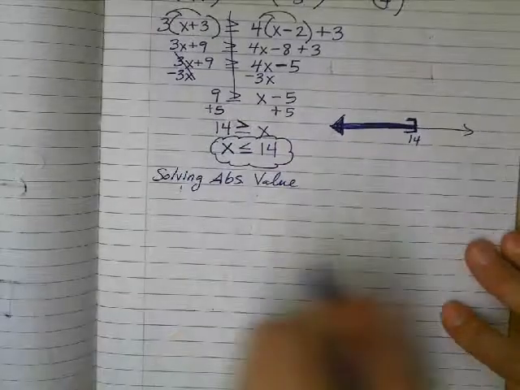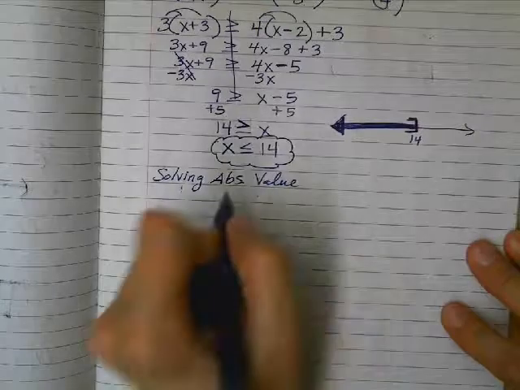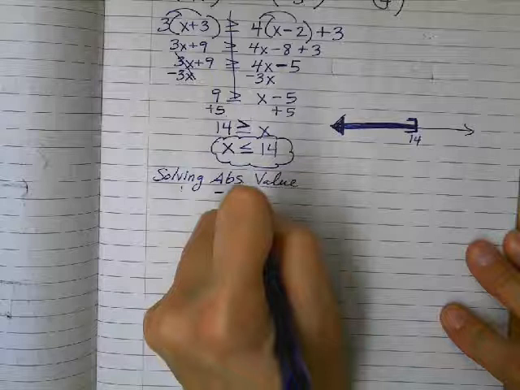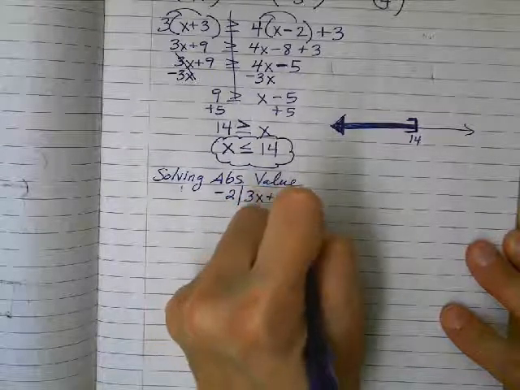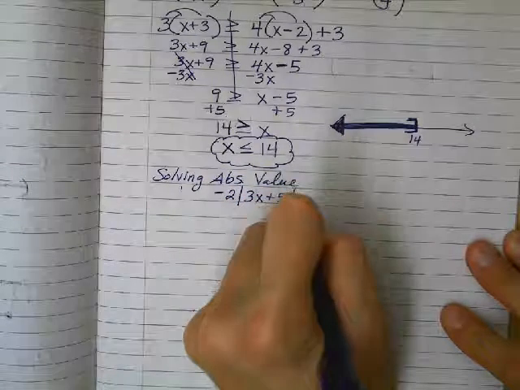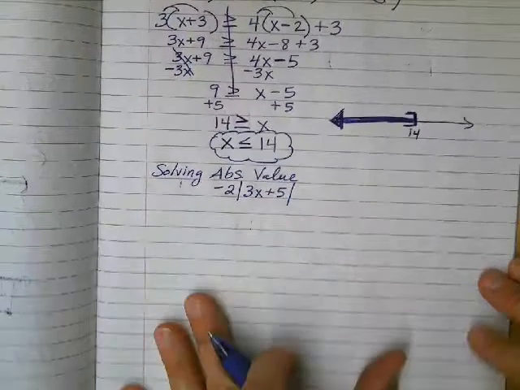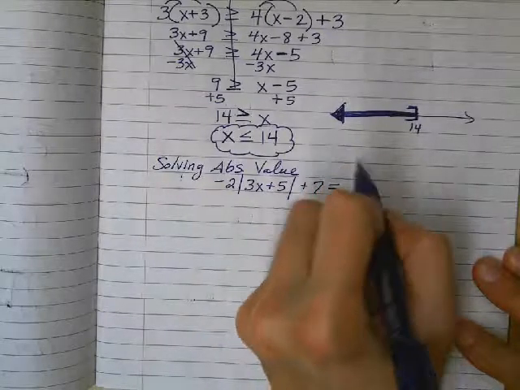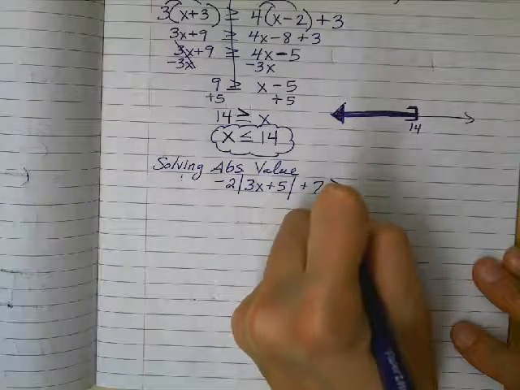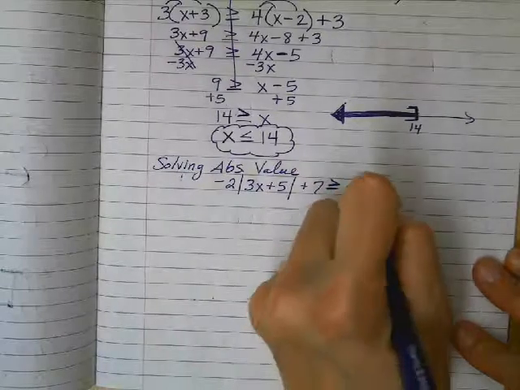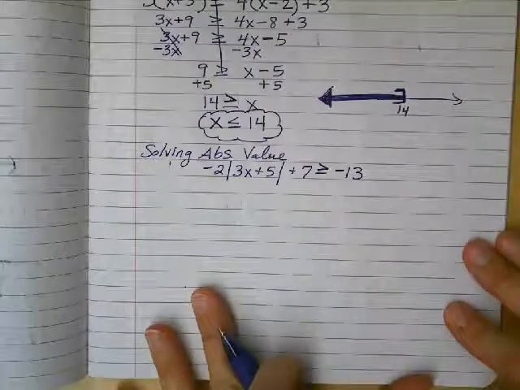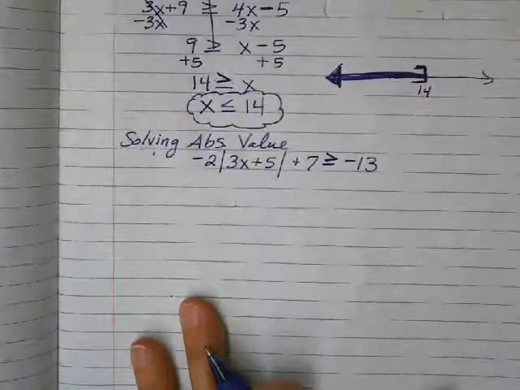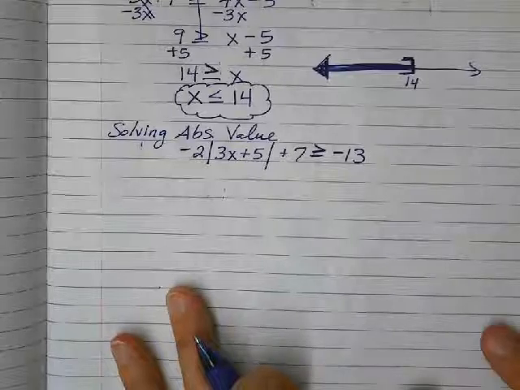All right, so we'll do one of these. All right, so let's say we have a problem that says -2 absolute value 3x plus 5. Close the absolute value, and then it'll have plus 7, greater than or equal to -13. See, they get pretty long. This will be one of the harder ones, one of the harder kind you'll get to at the end of the assignment.